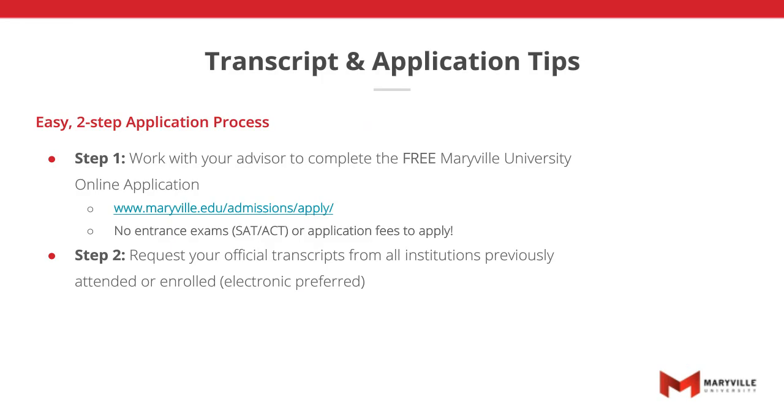Our application process is easy and can be completed in 2 steps. Request your official transcripts. Your enrollment advisor is there to assist you if you need additional help obtaining them. Electronic transcripts are always preferred. The second step is to complete our free online application. The link provided here goes directly to the application. You can also access it by looking at the resource section on the left side of your screen. You will find a few resources, including the link to the application. Once again, there are no entrance exams, essays, or application fees to apply. 2 steps and you're done with the application process.